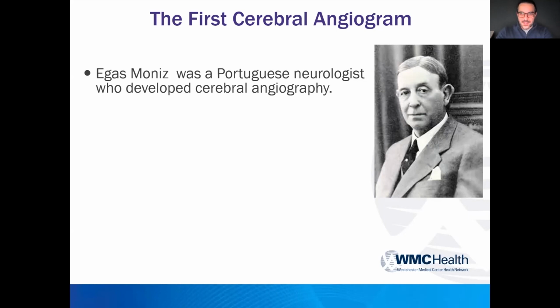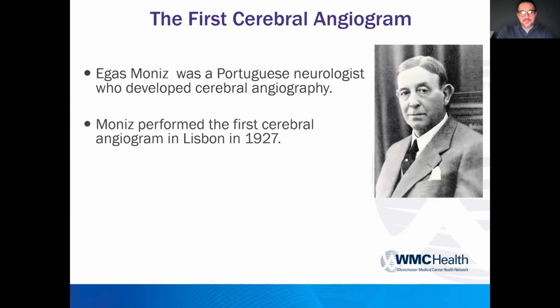initially contrast. And then they had X-rays, and then he had to think of a way to inject something that is radiopaque. And at that point, they knew that the only thing that was radiopaque was metal. So how do you inject metal, something metallic, something that's radiopaque, into a blood vessel without killing the patient? Now, needless to say, a lot of patients died in the process. But he was able to perform his first cerebral angiography in Lisbon in 1927.